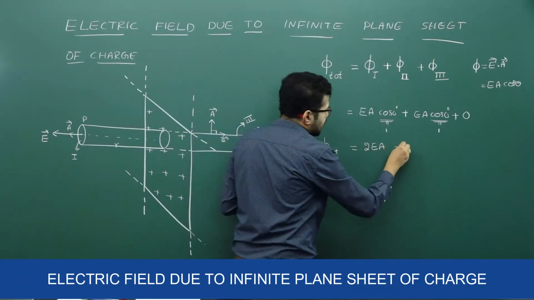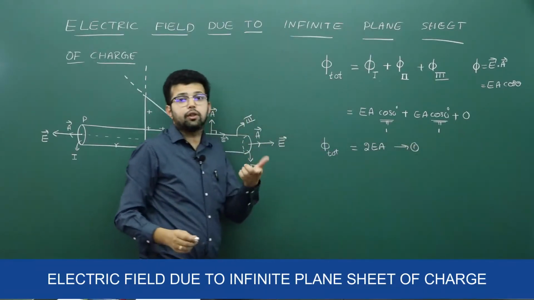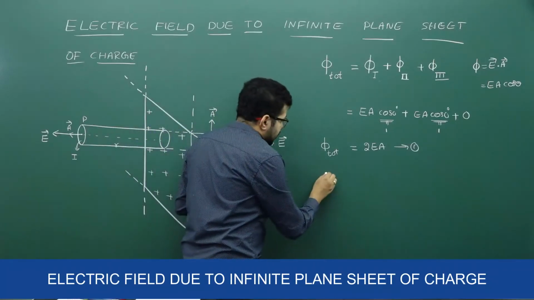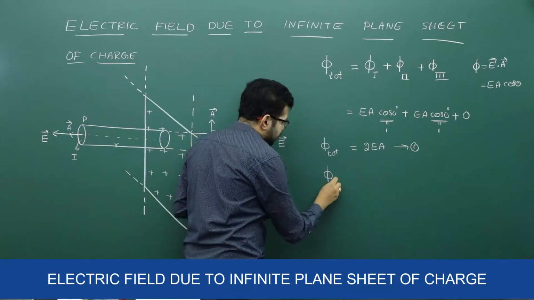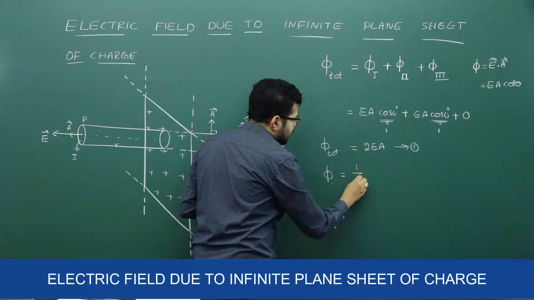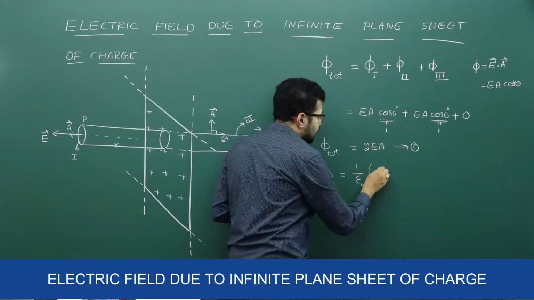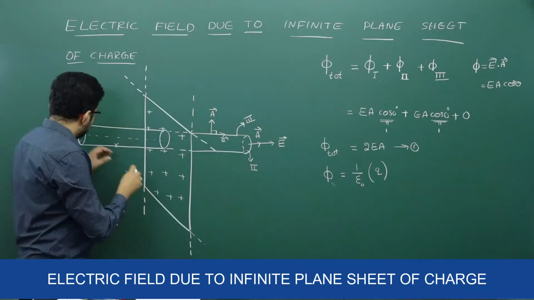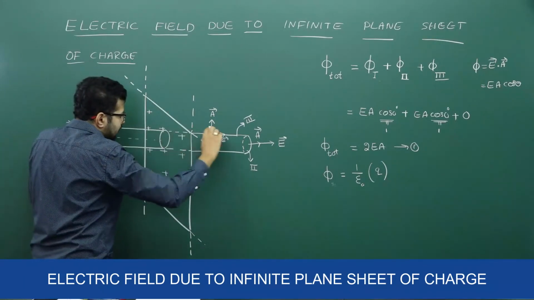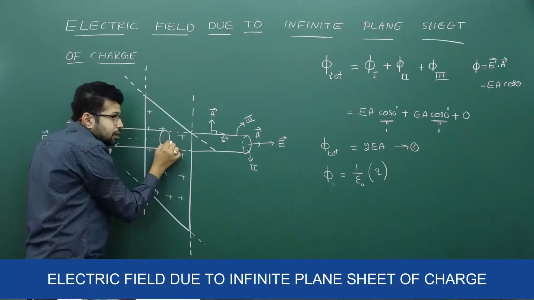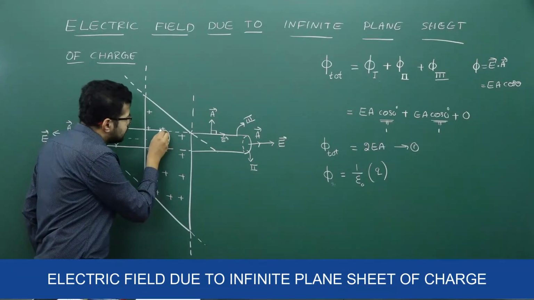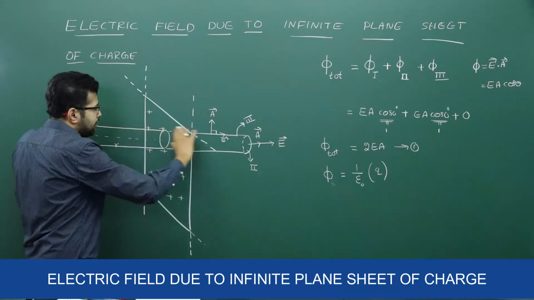Let me name this as equation number 1. Now, I need to apply the equation of Gauss law. What does Gauss law say? The total electric flux through a closed surface is equal to 1 by epsilon naught times the net charge enclosed by the surface. If you look at the cylindrical Gaussian surface here, this portion encloses some charge in the positively charged sheet. So, what is the charge enclosed by this cylinder?